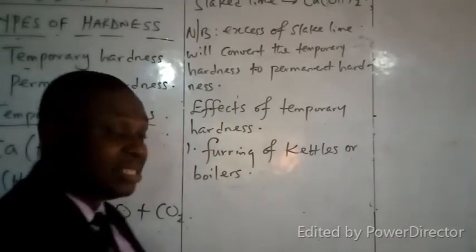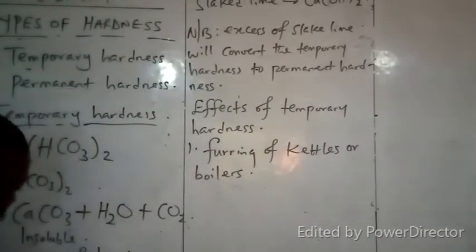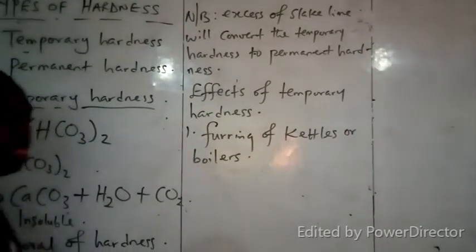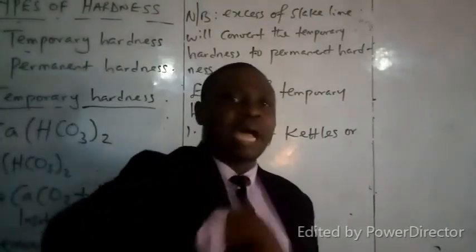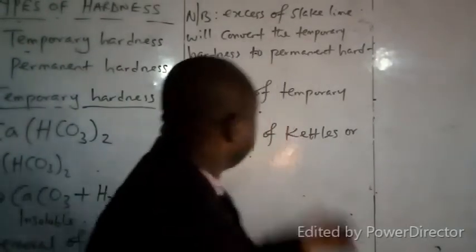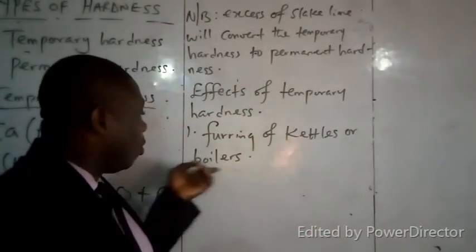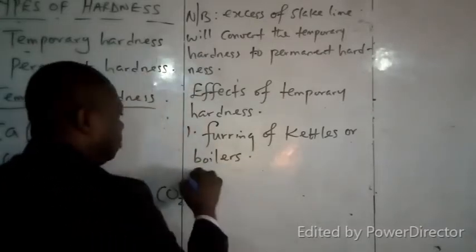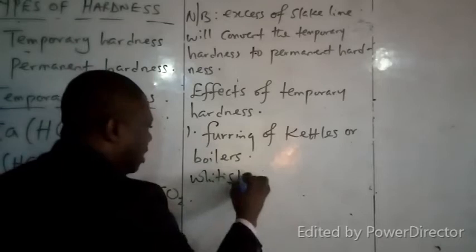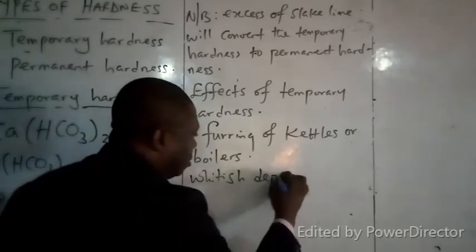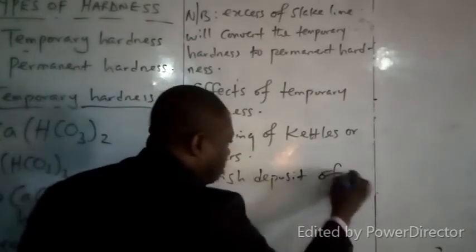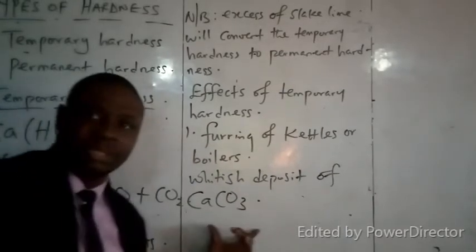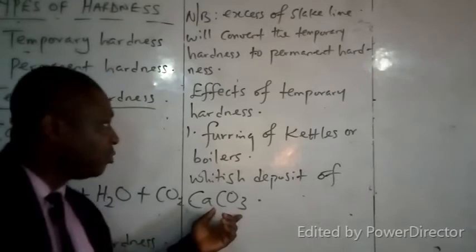Now the essence is actually to remove the insoluble calcium trioxocarbonate 4. Now when this is done, if you look at the internal surfaces, the surface of the kettle or the surface of the boiler, you discover that there's a whitish deposit. And that whitish deposit is calcium trioxocarbonate 4 because it is insoluble. So that whitish deposit can cause the furring.